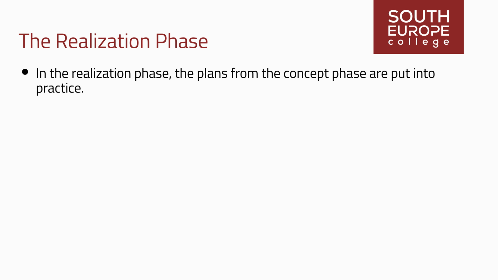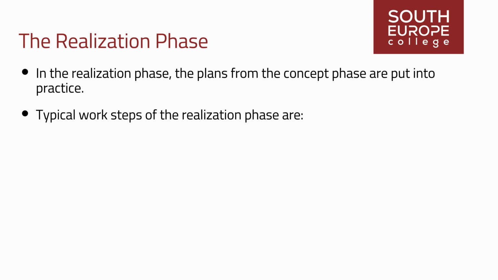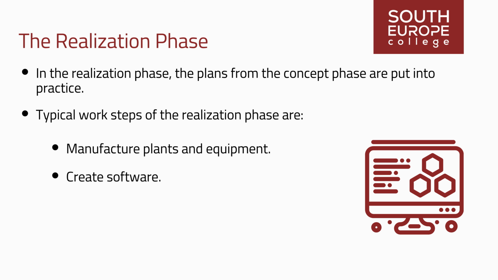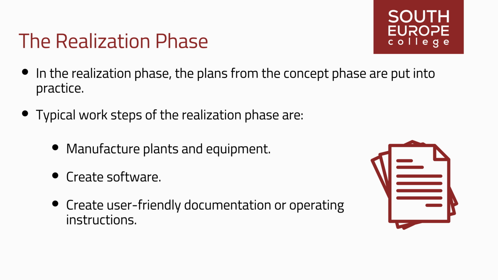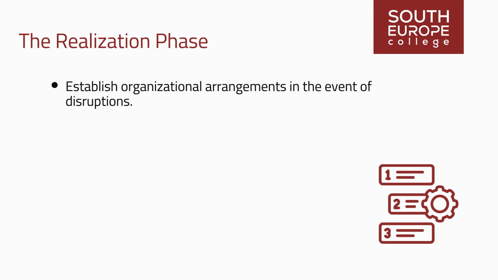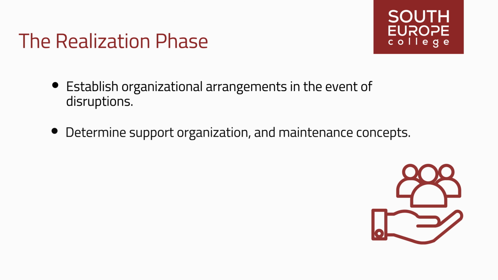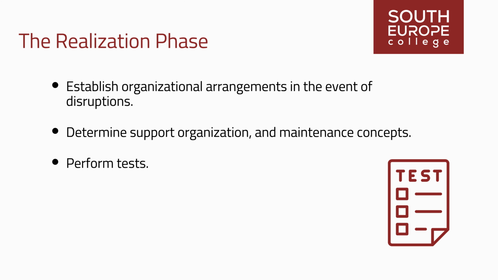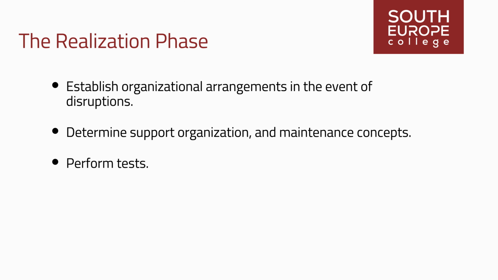In the realization phase, the plans from the concept phase are put into practice. Typical work steps of the realization phase are: manufacture plants and equipment, create software, create user-friendly documentation or operating instructions, establish organizational arrangements in the event of disruptions, determine support, organization, and maintenance concepts, perform tests. Often, individual subsystems are also built here, which are integrated into the overall solution.